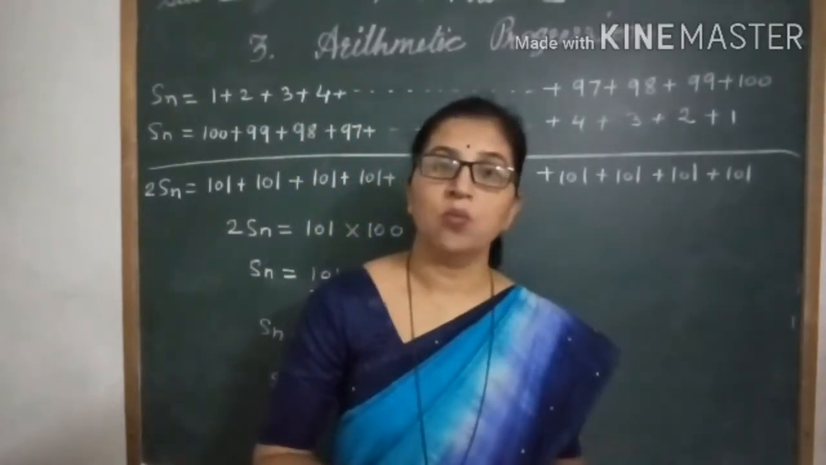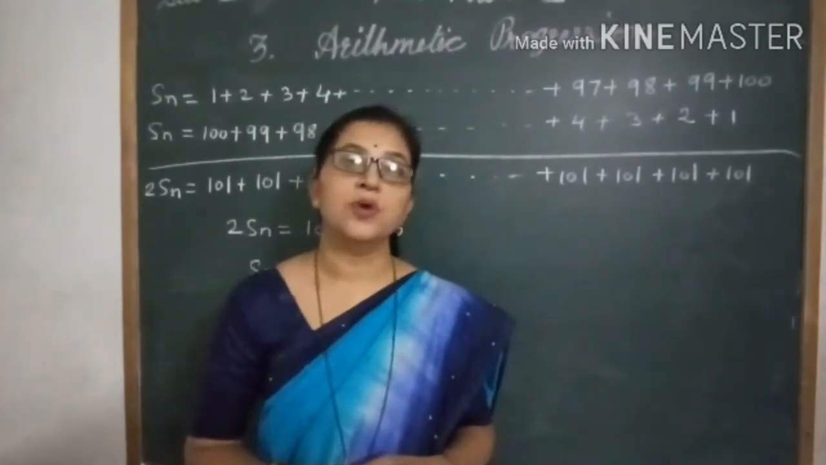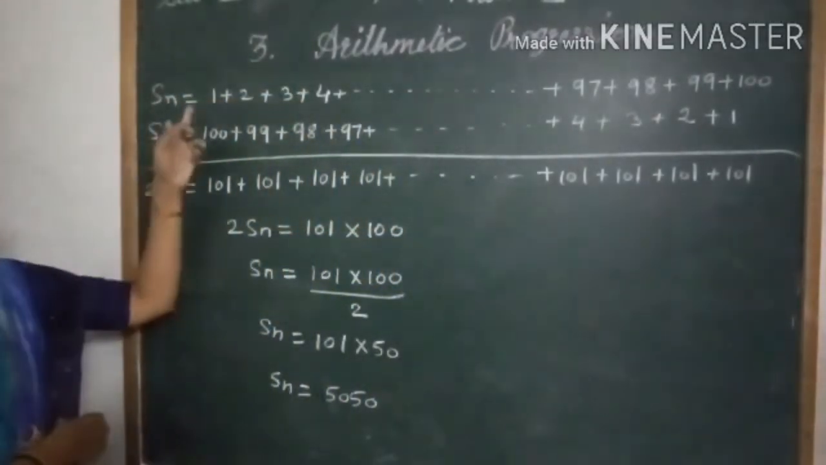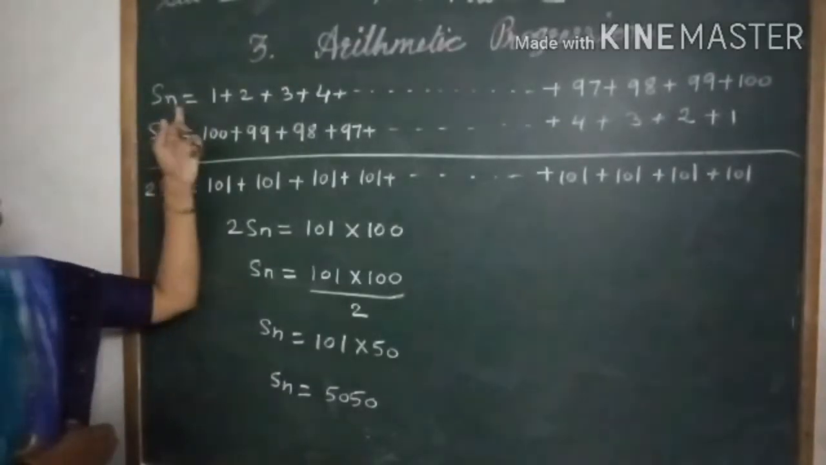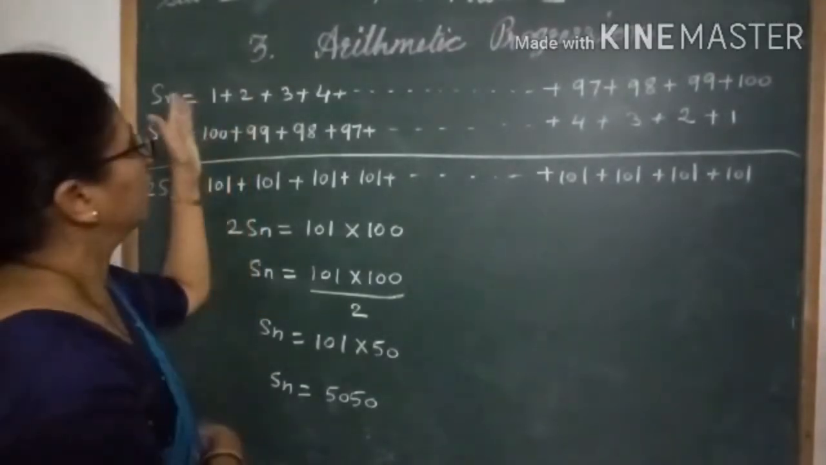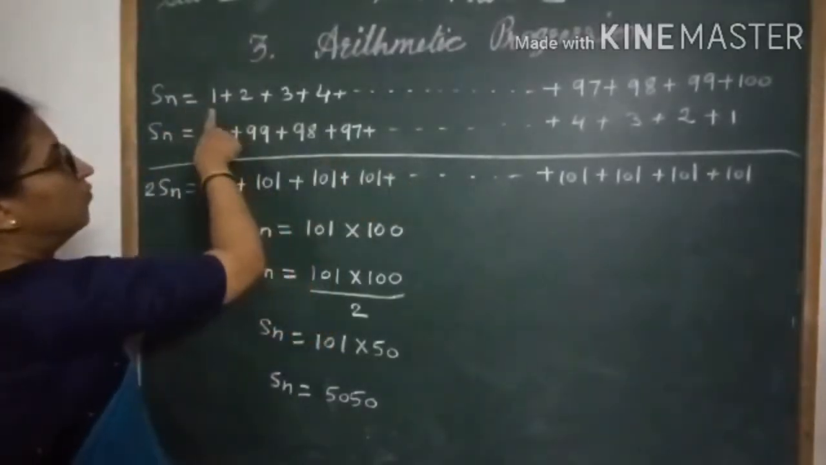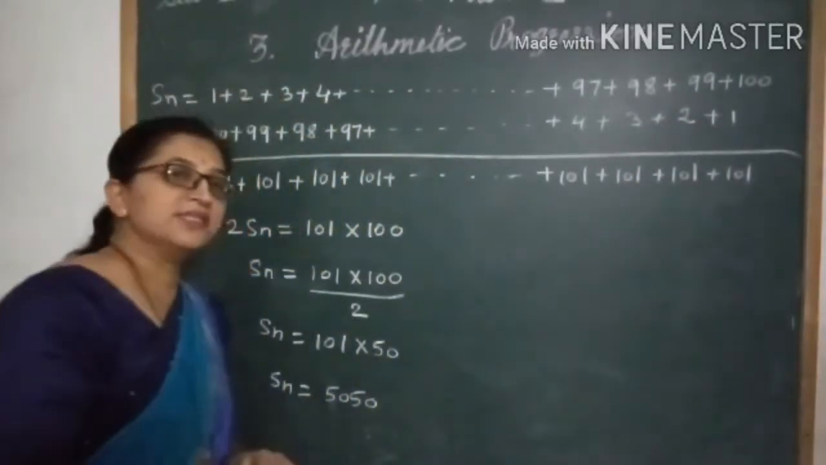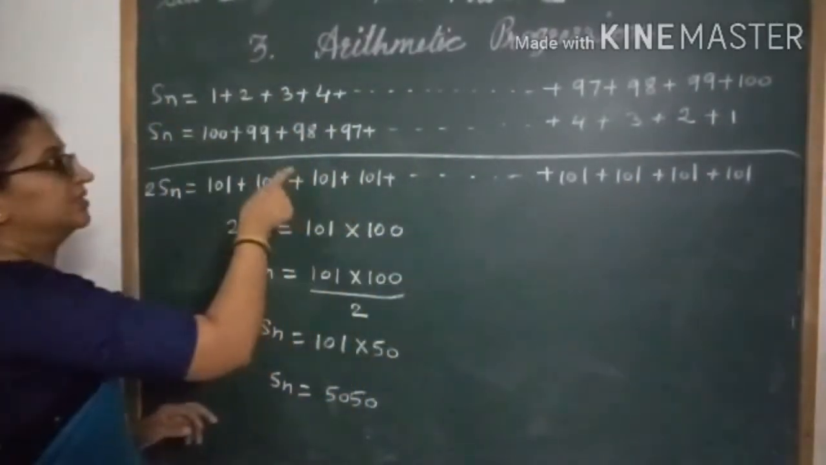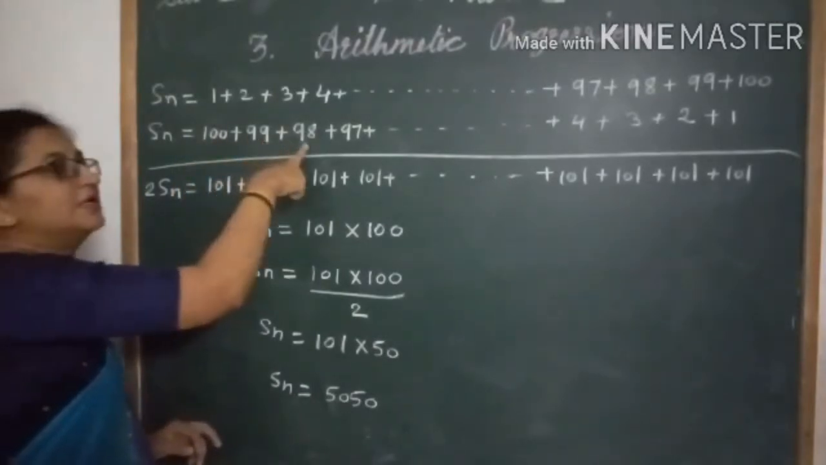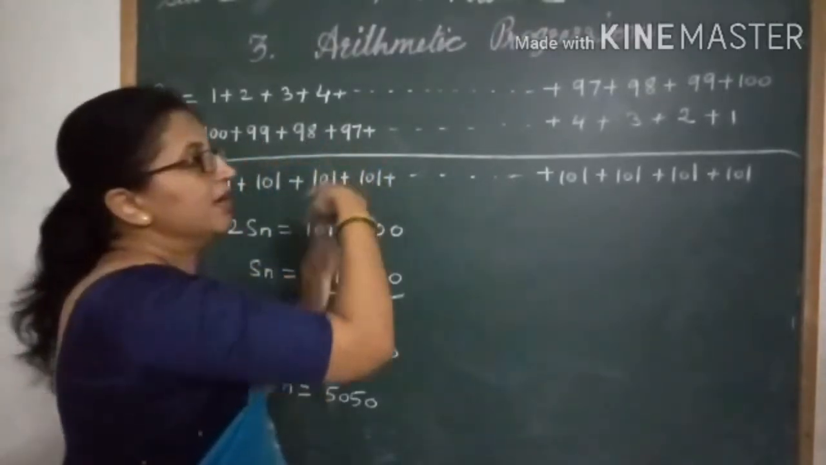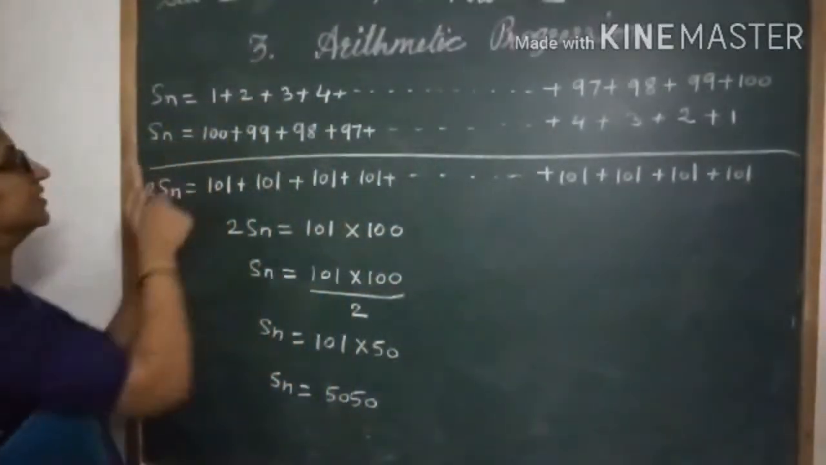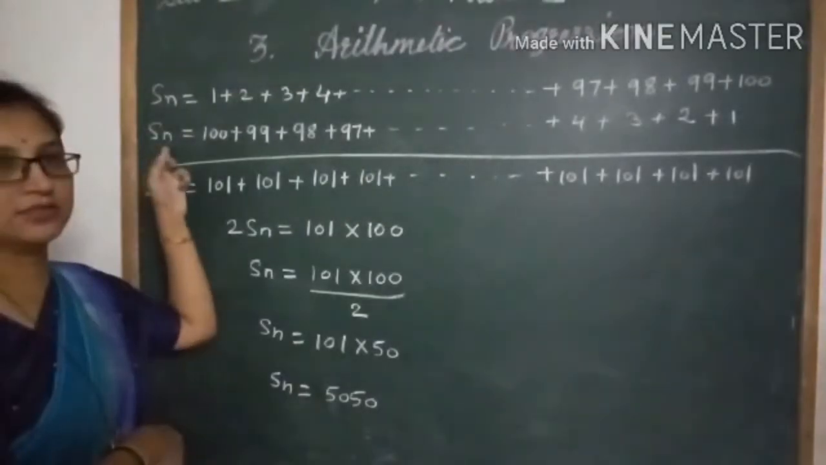So let's see what method he used to add these numbers. You can see on the screen here, Sn is equal to, he first added the numbers from 1 to 100. He wrote it this way: 1 plus 2 plus 3 plus 4 up to 100. Then he wrote the same numbers in reverse, that is 100 plus 99 plus 98 plus 97, in this way up to 1. The first sequence he called Sn, and this one also Sn.